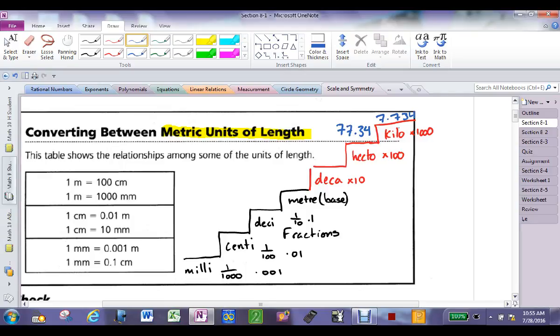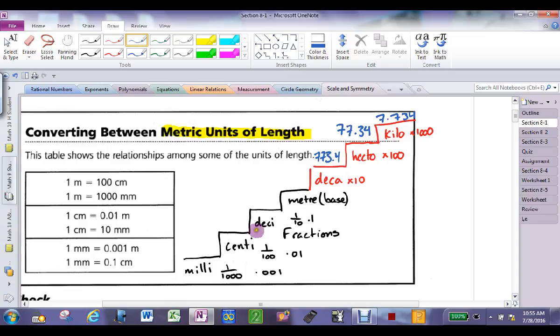Got it? So what happens if I go this way? What would this guy be? What would it be in decagrams? So I move the decimal. When I went this way, I moved the decimal once to the left. So when I go this way, what do I move the decimal? Once to the right, becomes 773.4. Got it?